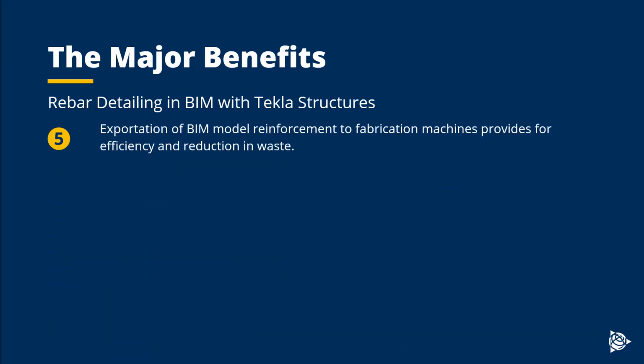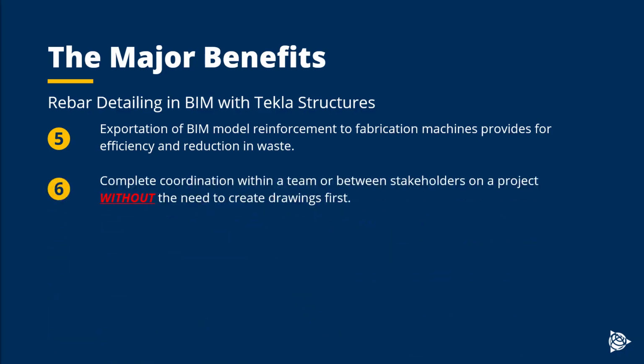Exportation of BIM model reinforcement to fabrication machines provides efficiency and a reduction in waste. Direct file creation for machine input using the model geometry ensures consistency between the export file, the model, and your drawings. Using Trimble Connect, we saw how complete coordination within a team or between stakeholders on a project happens without the need to create drawings first.